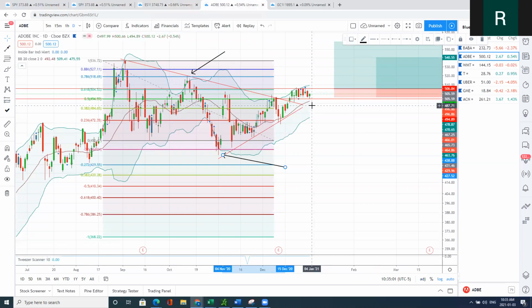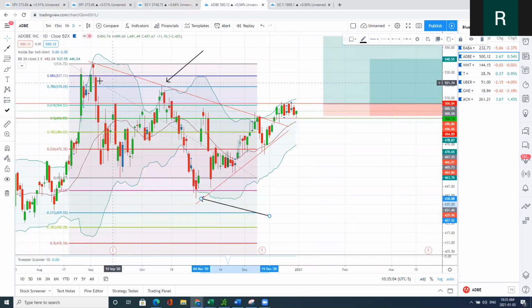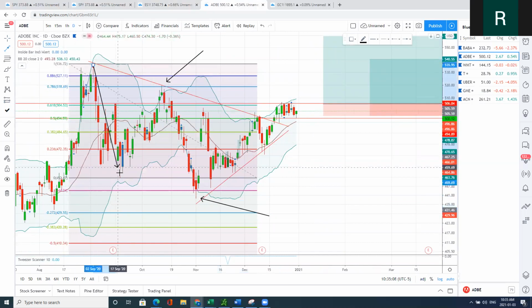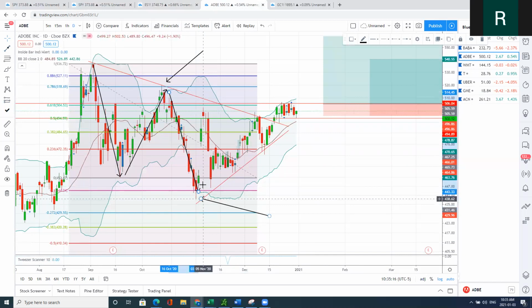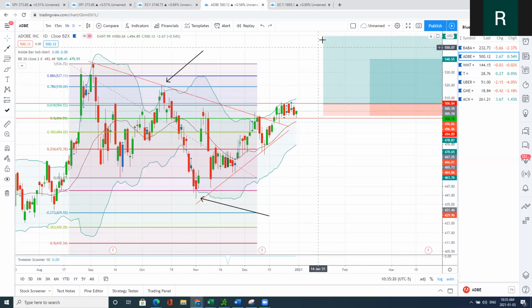So this is Adobe on the daily chart. This is an example of the bigger picture, right? So we have this push down, we have this retracement to the 786, and then we trade to the 10% extension right in the zone. And then from here, this is the reversal. So you can use this on anything, okay? It's a very good strategy.